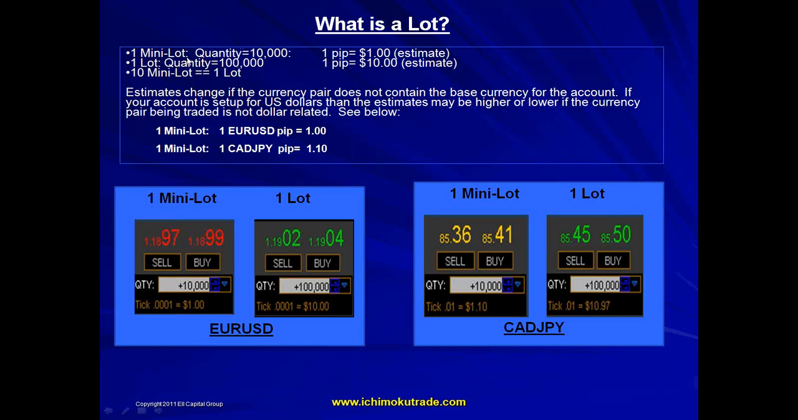Now, up to this point, we roughly said 1 pip is $1. That's assuming you're going to trade with a quantity of 10,000. This doesn't mean you have to have $10,000 in your account. Remember, you have a 400 to 1 margin in some Forex accounts, so you really don't have to have that much at all.